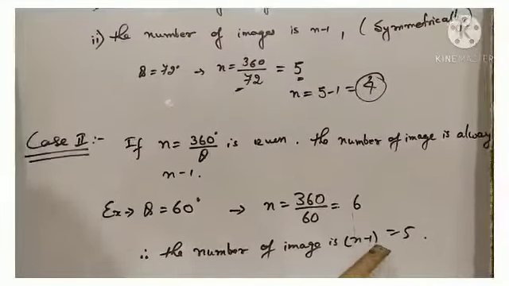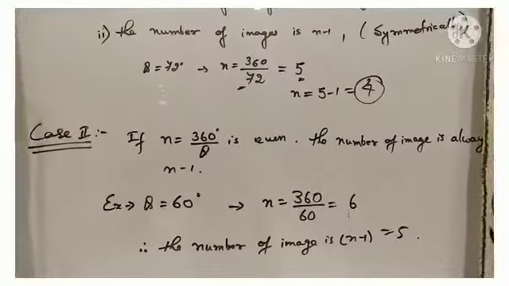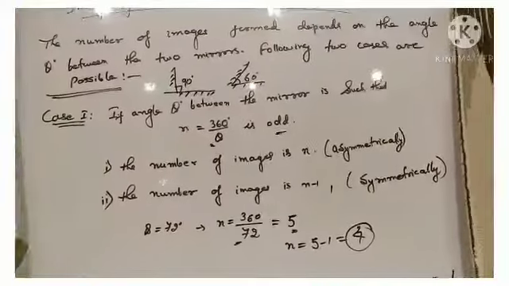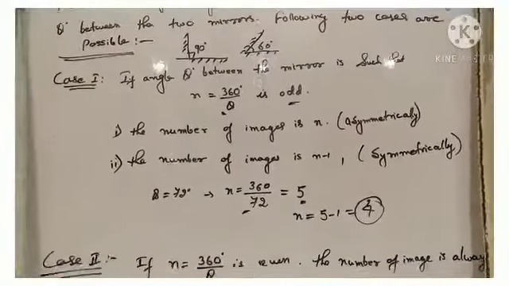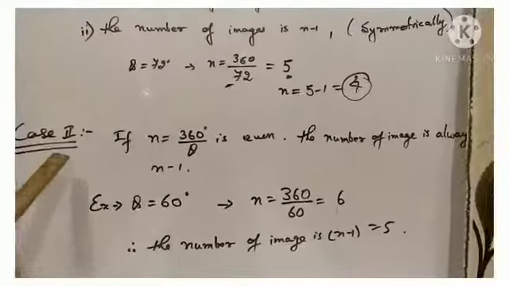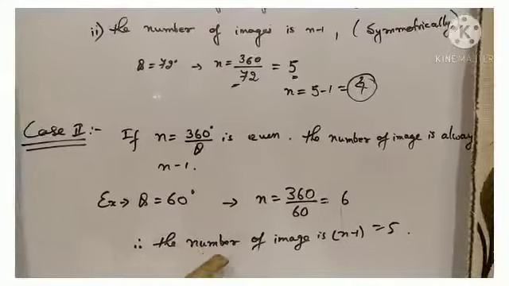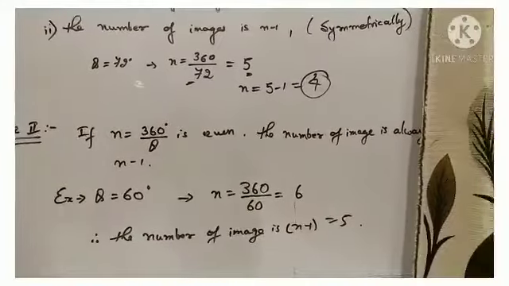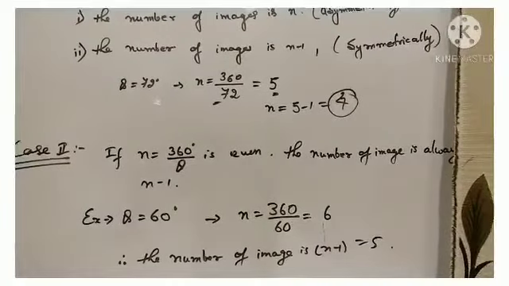So like this we can calculate the number of images in both cases. Case 1, when it is odd, again two cases, asymmetrical or symmetrical, depending on how the object is placed. Case 2, simple, straight away: when the answer is even, we simplify our answer to n minus 1 as the number of images we will get. Now we will discuss two important cases of the mirrors.